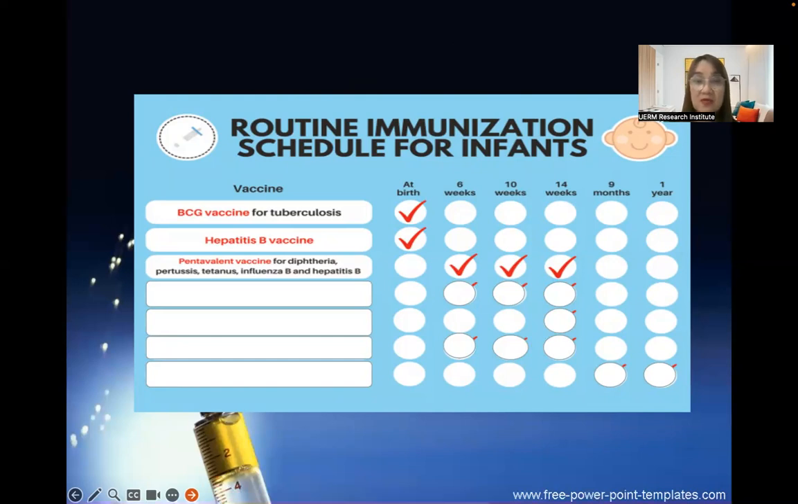So the next vaccine that will be given to a child is the pentavalent vaccine. So these 3 doses of pentavalent vaccine containing DPT or diphtheria, pertussis, tetanus, H. influenzae type B, and hepatitis B are given intramuscularly at monthly intervals beginning by 1.5 months of age or at 6 weeks, 10 weeks, and 14 weeks of age.